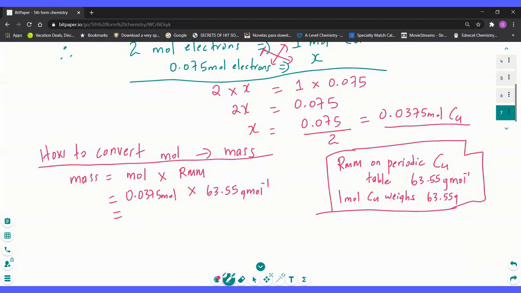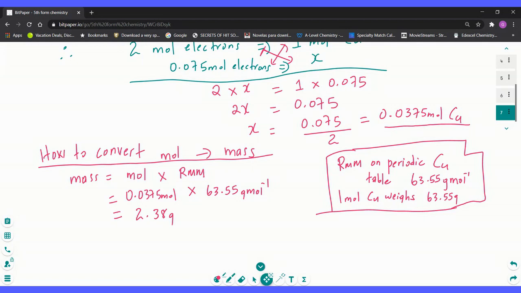Miss, I got 2.38 grams. Okay, good. That's what. 2.38 grams. Okay, thank you.